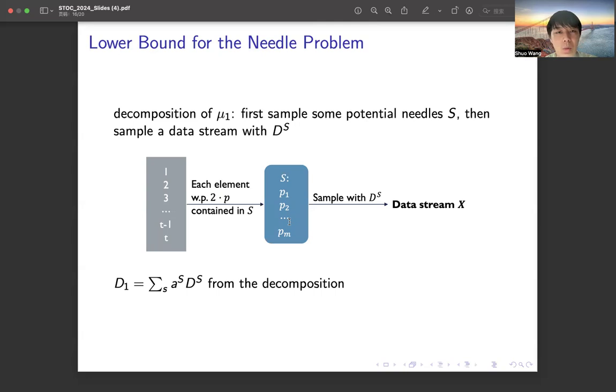And we can verify that the resample process is identical to the sample process of the needle distribution D1, since every element equals the needle with probability 2 times P times 1/2, and with probability 1 minus P is sampled uniformly. And from the decomposition process, we can also rewrite D1 as a linear combination of DS.